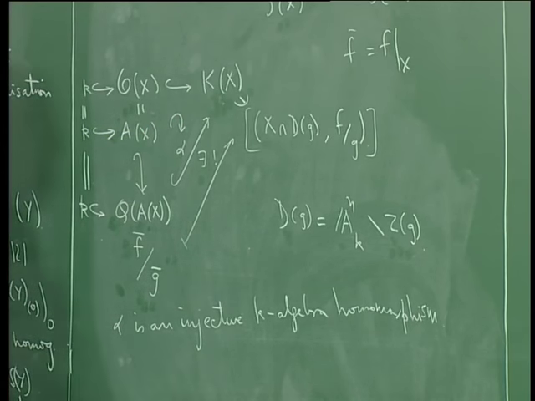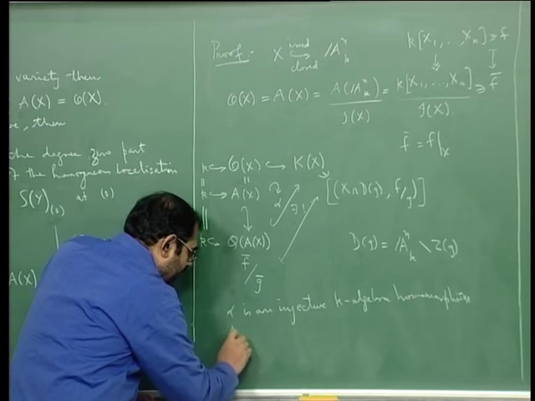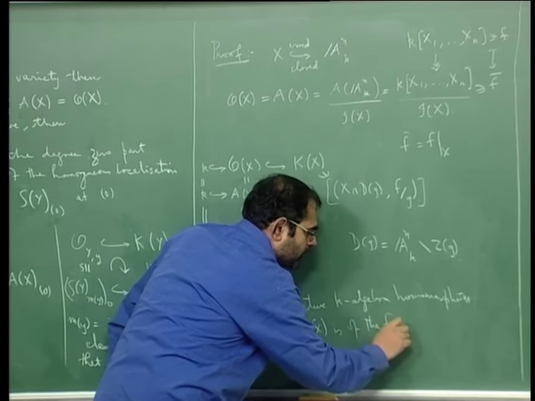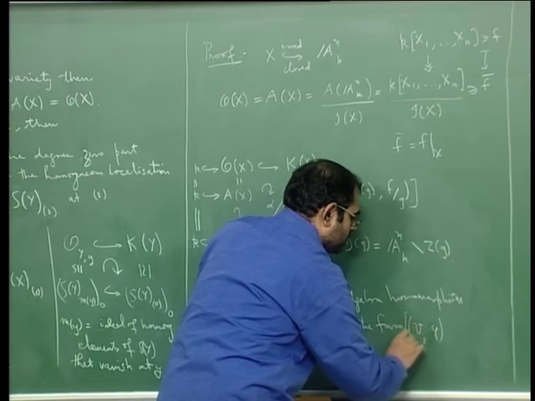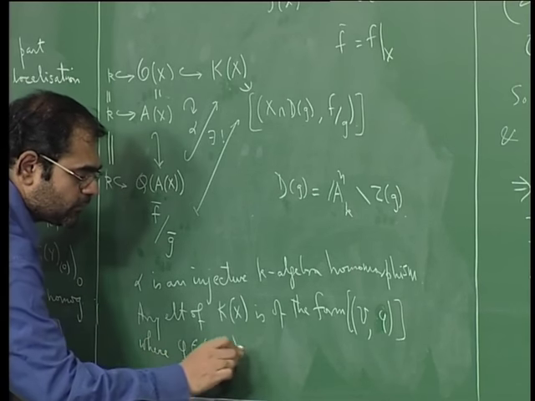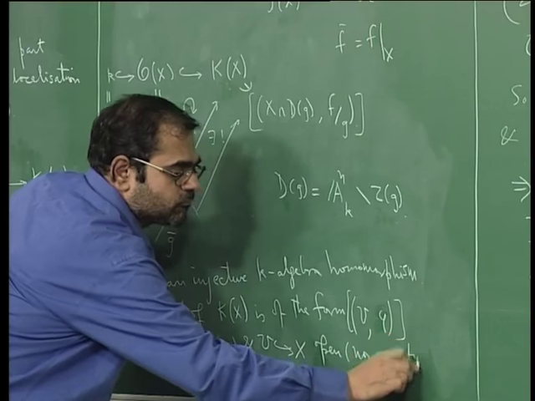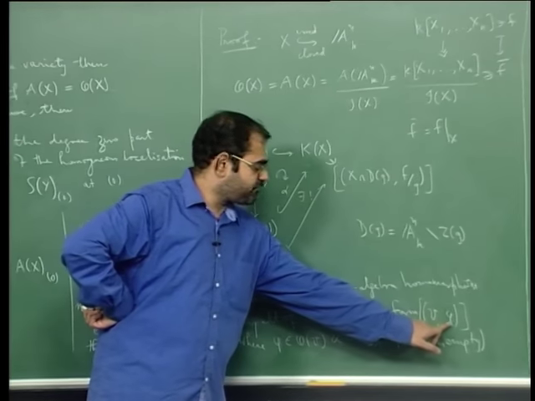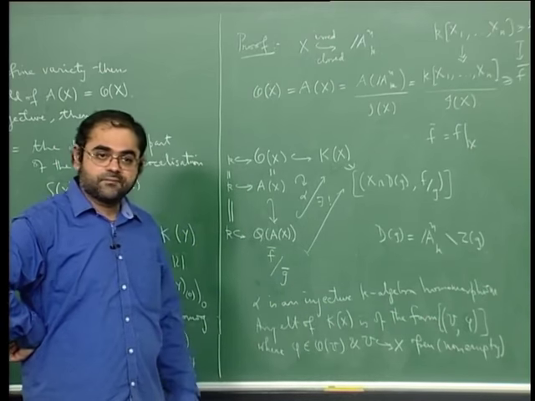Why is alpha surjective? Because, how does an element in Kx look like? Any element of Kx is of the form u comma phi, where phi is in O(U), and U inside X is open, non-empty. I mean, this is how we define Kx. It's equivalence classes of pairs consisting of an open set and a regular function on that open set. And this open set has to be taken to be an open set inside X.